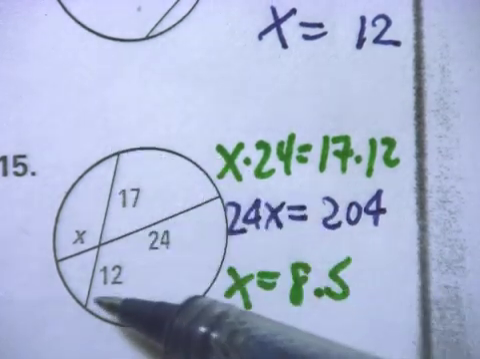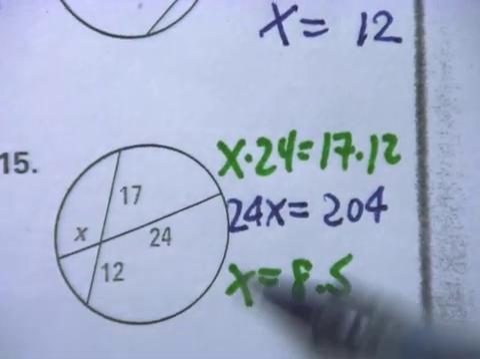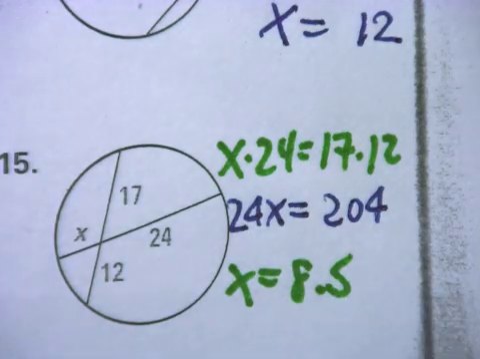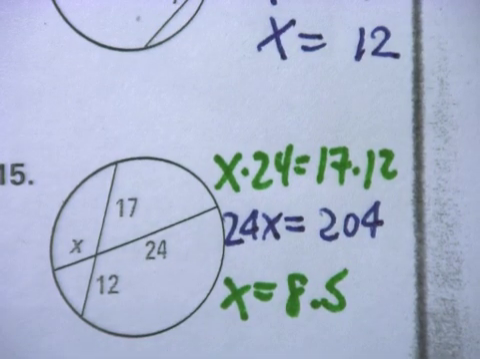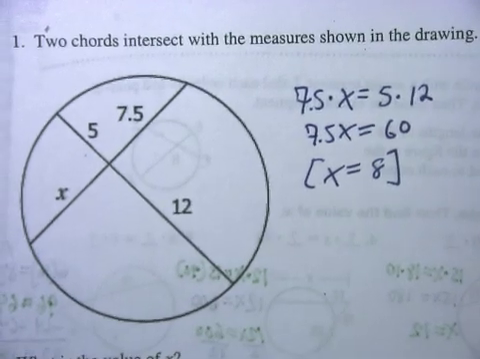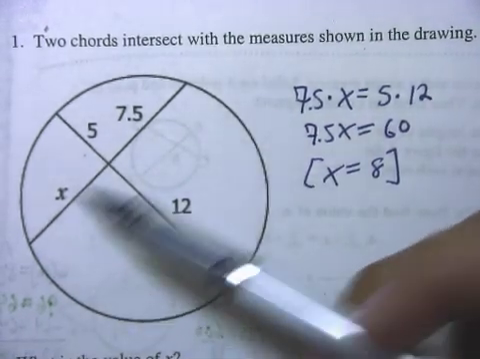Question 15, the same scenario again. So I'm going to multiply the x here times the 24, which gives me 24x. I'm going to multiply the 17 times the 12, which gives me 204. I'm going to divide both sides by 24, and x is going to be equal to 8.5. And those are the questions on page 632. Now let's go to the following additional questions on the back that we had here.